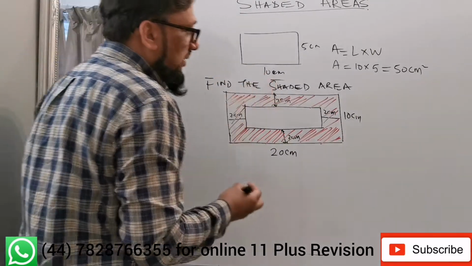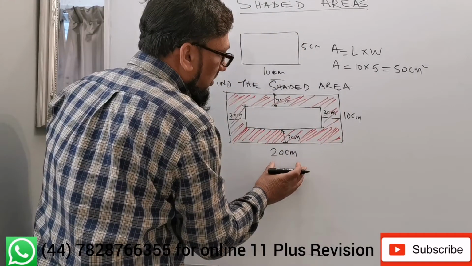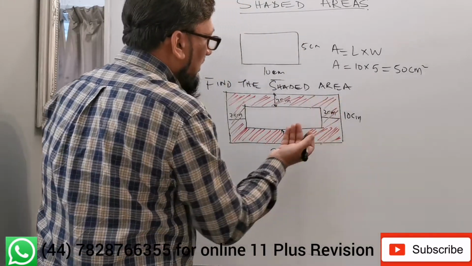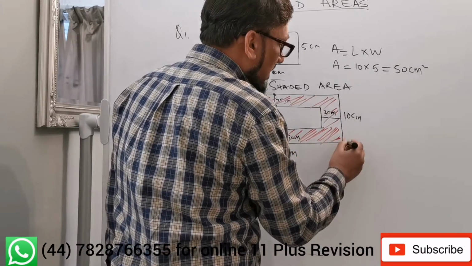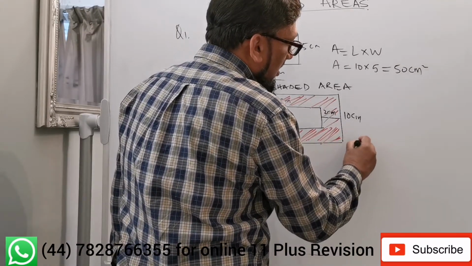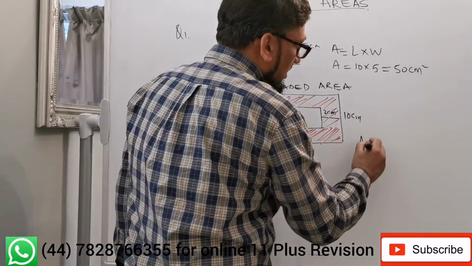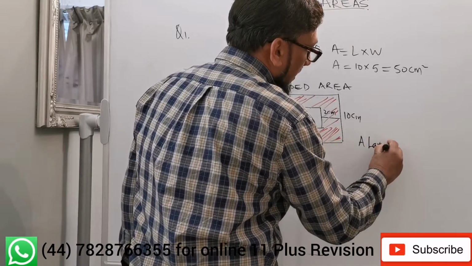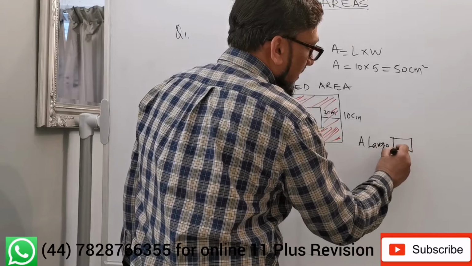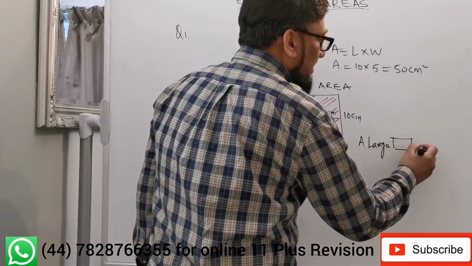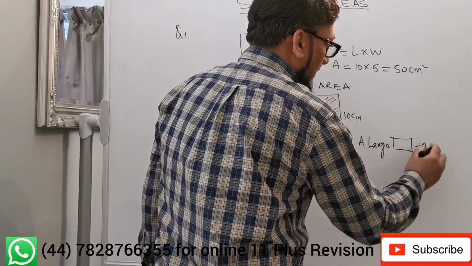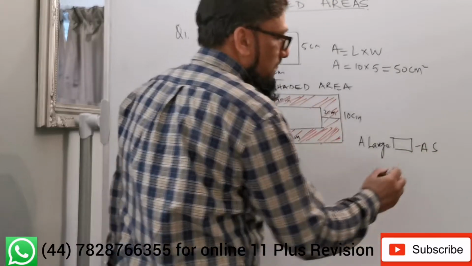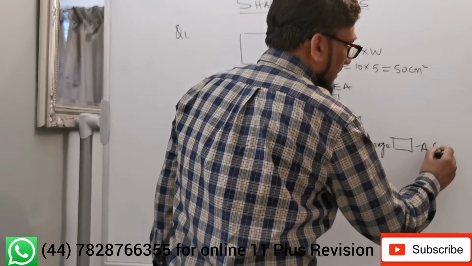So very simple. The formula I make here: first we need to find the area of the large rectangle minus the area of the small rectangle.